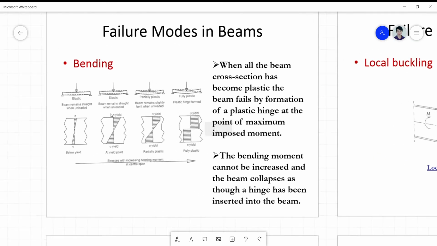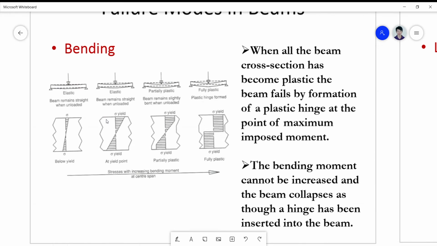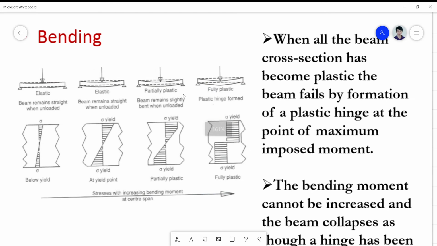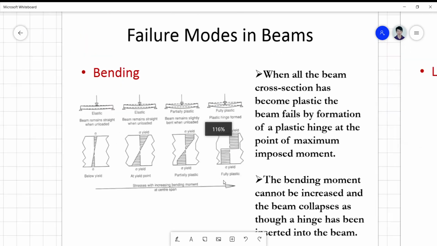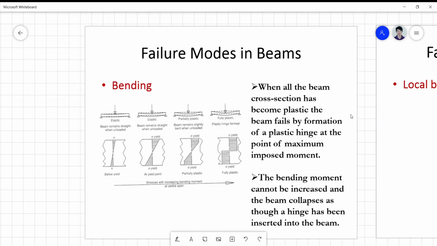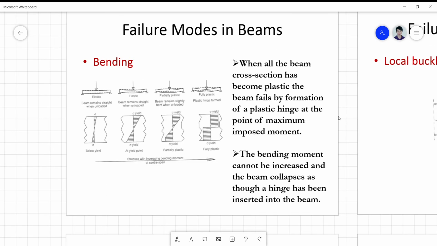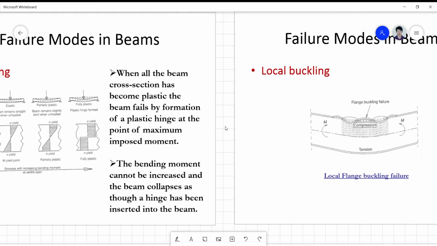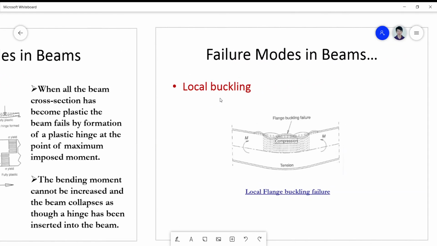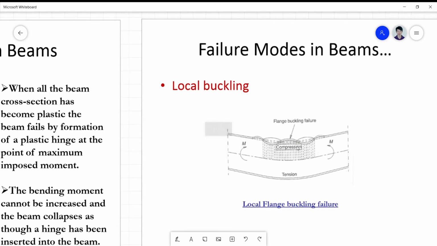Okay, so this we discussed already, but the terms changed a little bit, because this is an engine reference. So elastic, this is the yield elastic, this is the partially plastic, or what I call elastoplastic, and this is the fully plastic. Okay, so they mean the same thing, but they are just presented differently.